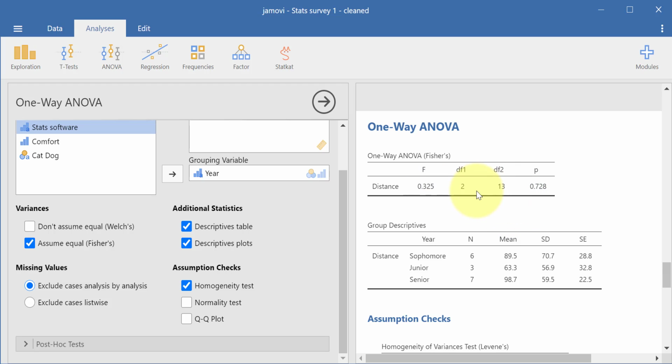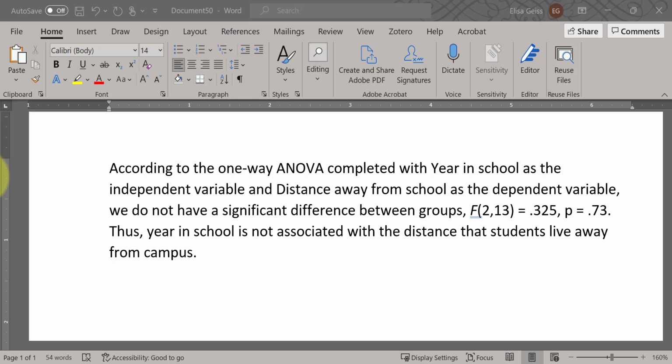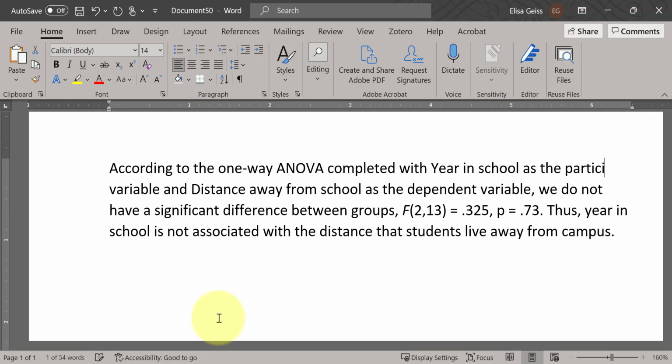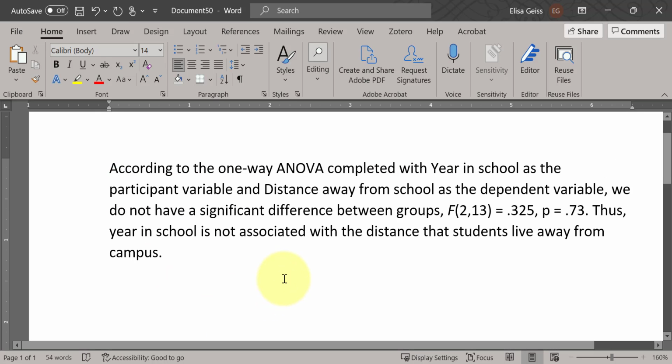The way that we are going to write this up, right? If I were to write this up, one quick and easy way to do this is to write something like this. So in my results section: according to the one-way ANOVA, so that's the type of test, right? Completed with year in school as the independent variable. We might want to call this a participant variable. Your research method book calls it that, which I kind of like. So I'm going to change that right now to a participant variable. And distance away from school as the dependent variable.